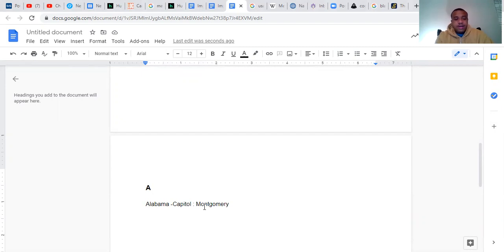Now, the next state is Alaska. What many don't tell is Alaska is actually a very large state. Alaska by square feet is a very large state. But many people have not been to Alaska, so the knowledge of that does not get translated as well. The capital of Alaska is what's known as Juneau.